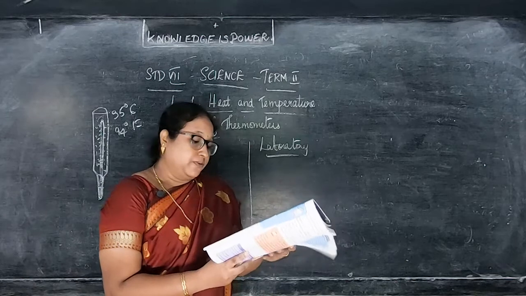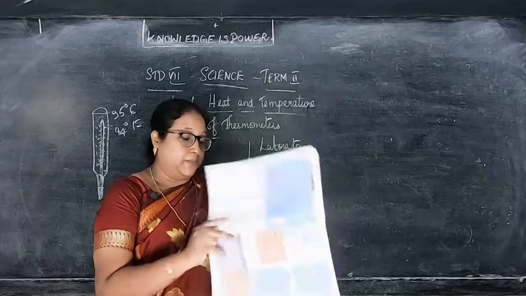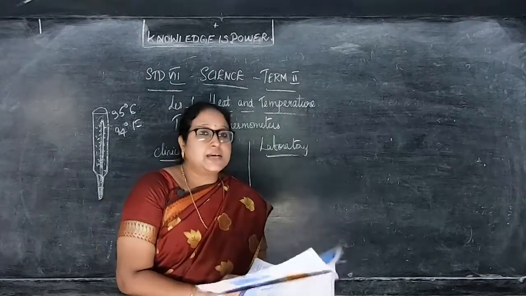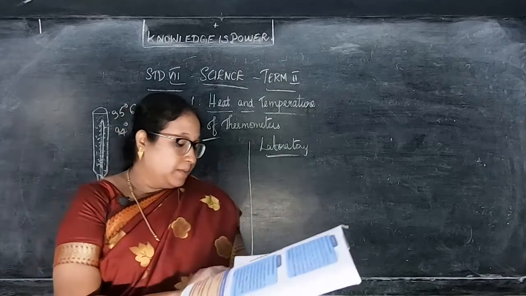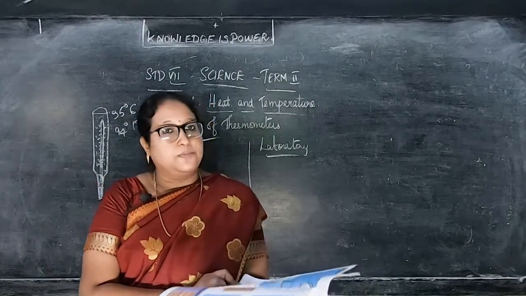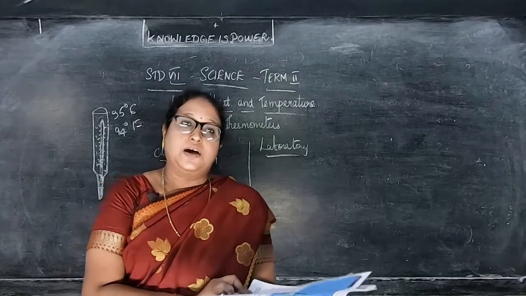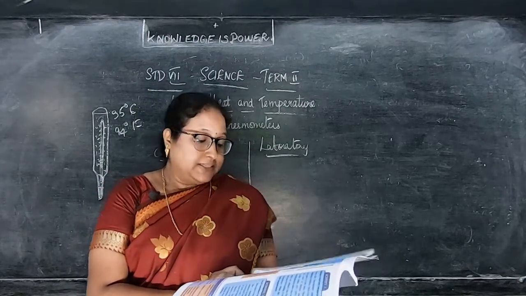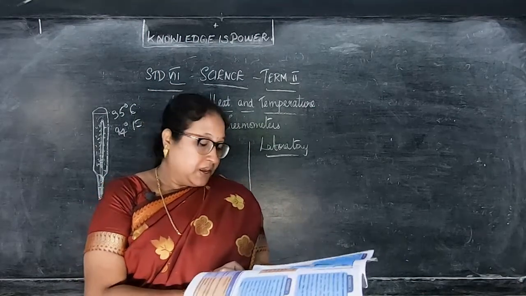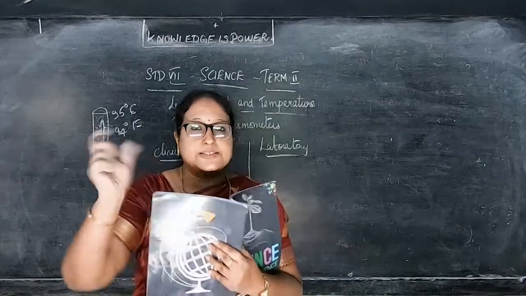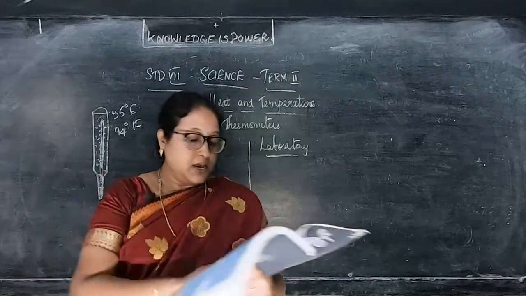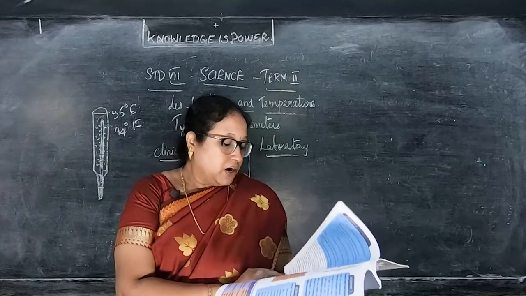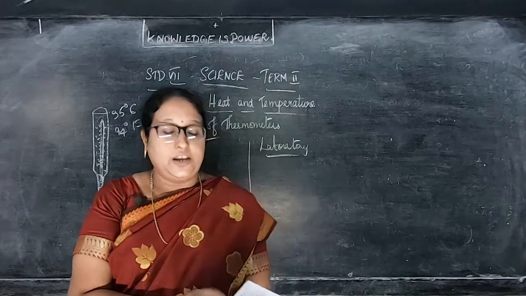Now, precautions to be followed while using a clinical thermometer. The thermometer should be washed before and after use with an antiseptic solution. Now, jerk the thermometer. Jerk means you have to shake it, okay? Jerk the thermometer a few times to bring the level of the mercury down.